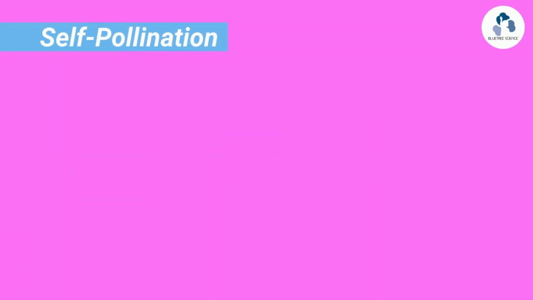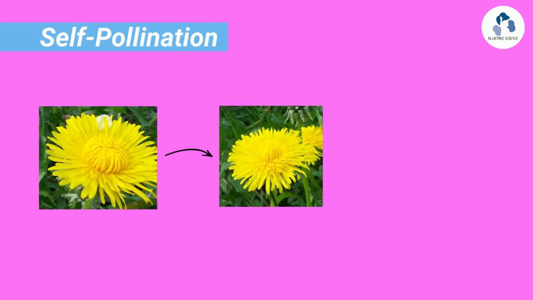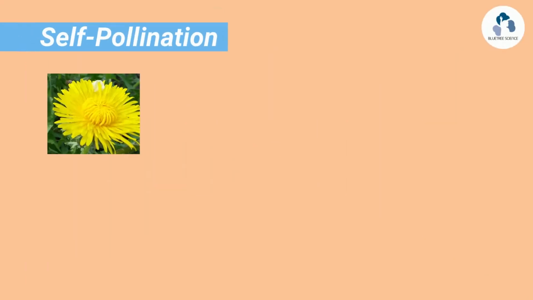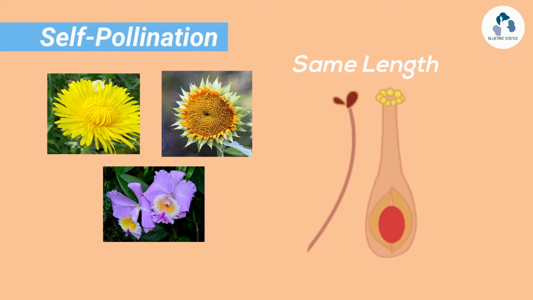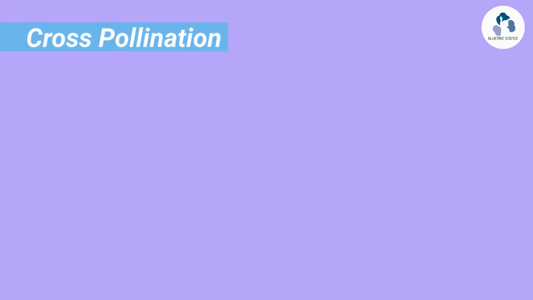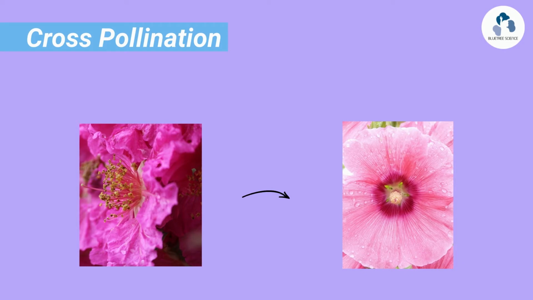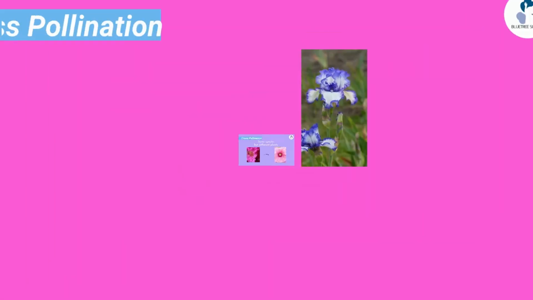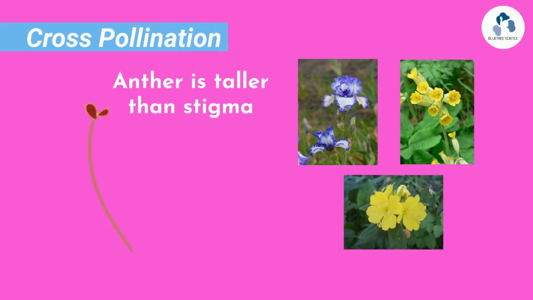Self-pollination takes place when pollen from one flower pollinates the same flower or other flowers of the same plant. Plants that do self-pollination often have the same lengths of anthers and stigma. Cross-pollination occurs when pollen grains are transferred to a flower of a different plant, but of the same species. Plants that do cross-pollination often have taller anthers than their stigmas.